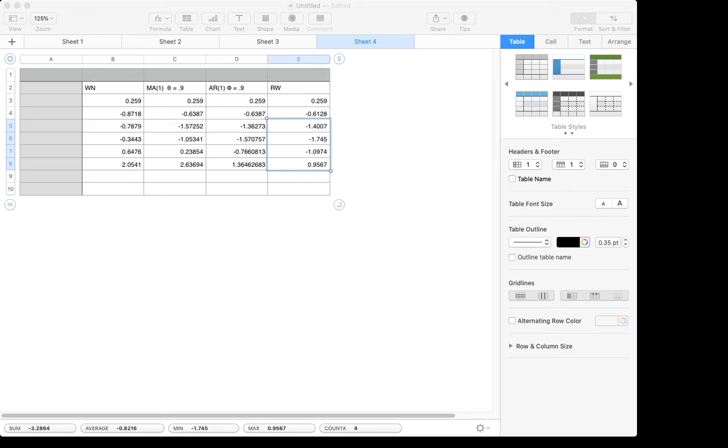Okay. Now these are the values. So say on the first day, the demand increased by 0.25, expressed in liters, so 0.259 liter, and the next day it has decreased by 0.8718 liter. The next day it has decreased again by 0.7879 liter. The next day again decreased by 0.3443 liter, and so on.